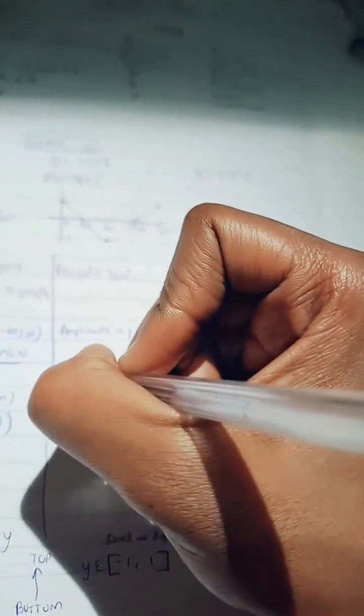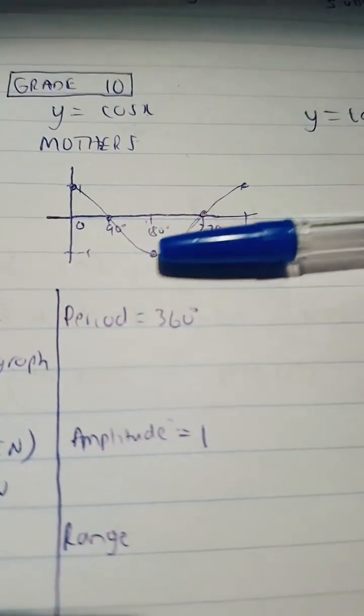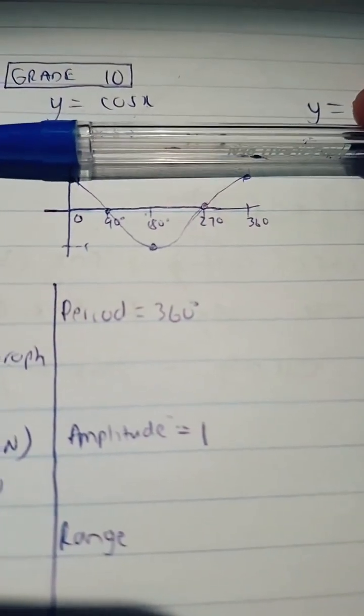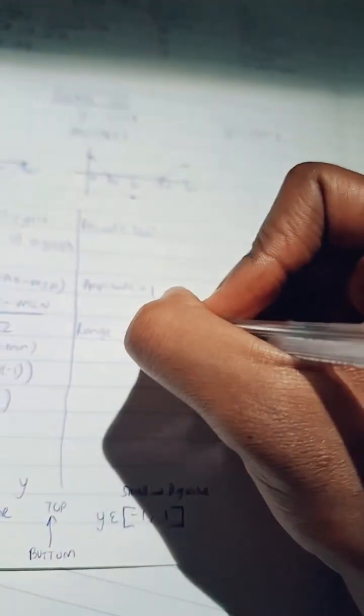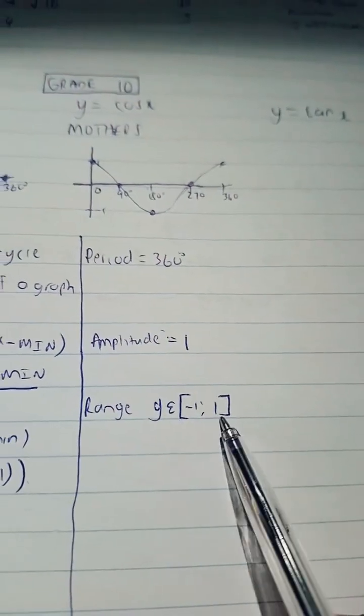Then what about the range? Well, what do you know? The smallest y value where the function exists is also negative 1. The highest y value that the function exists is also positive 1. So therefore, when we write range, we say y is an element of, square brackets, negative 1 to 1. Lowest, highest. Okay.